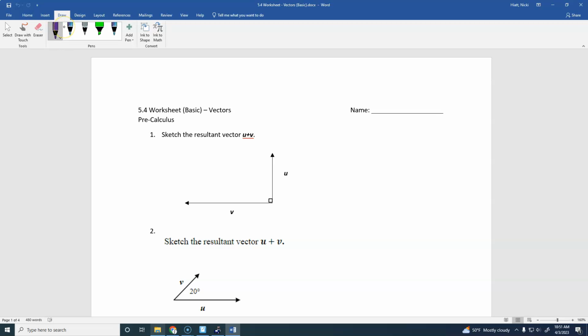So in general, what you want to do with parallelogram method is you're going to put both vectors with the same endpoint. And then you will make a parallelogram, which for this particular case is going to just be a rectangle, like so.